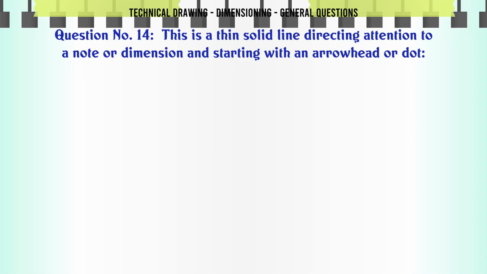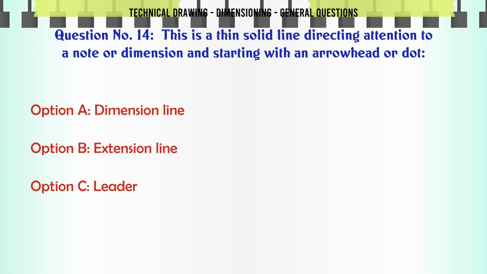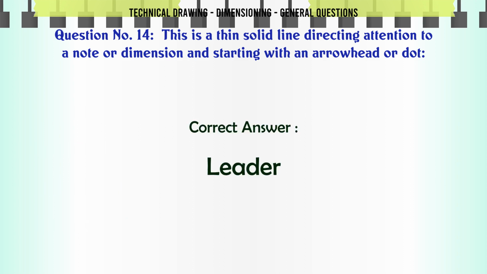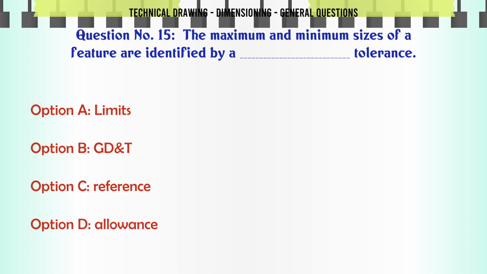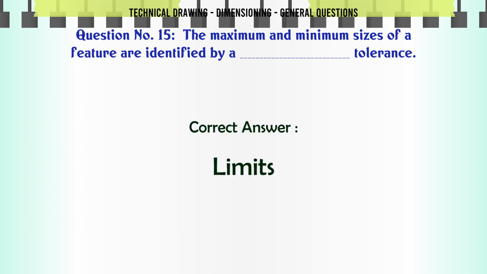This is a thin solid line directing attention to a note or dimension and starting with an arrowhead or dot. A. Dimension line, B. Extension line, C. Leader, D. Specification. The correct answer is leader. The maximum and minimum sizes of a feature are identified by a tolerance. A. Limits, B. GDT, C. Reference, D. Allowance. The correct answer is limits.